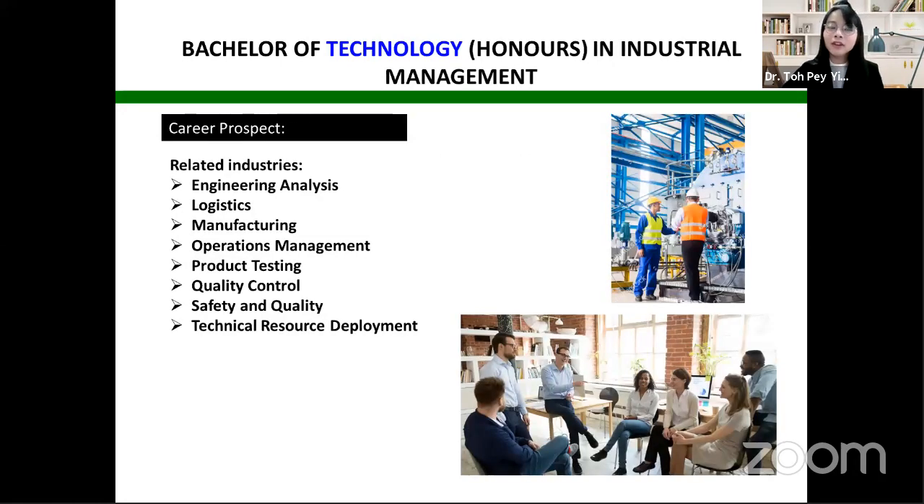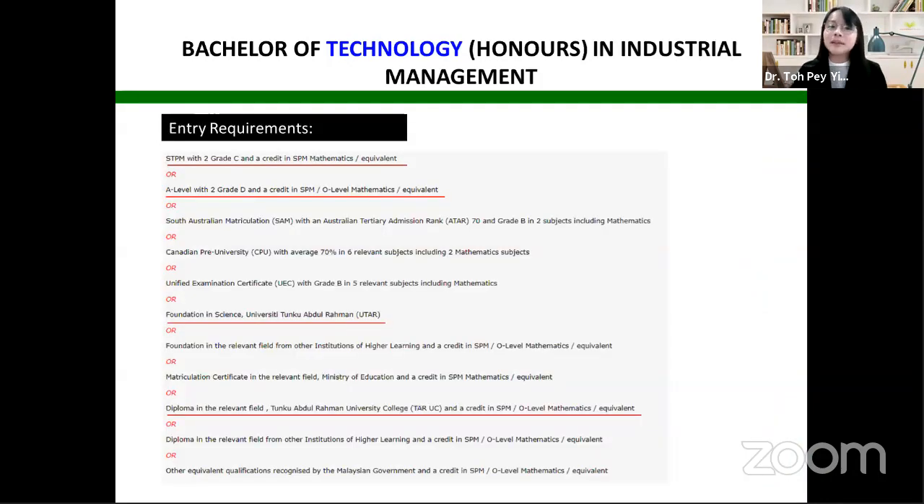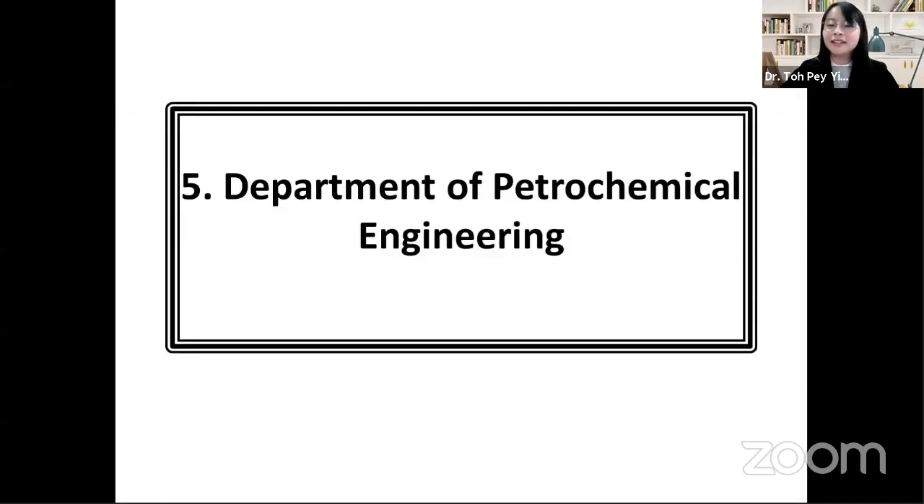For the career prospect, the graduates can be involved in related industries, for example, engineering analysis, logistics, manufacturing, operation, management, product testing, and so on. The important subject to enroll in this program is mathematics. Now we come to the last department.